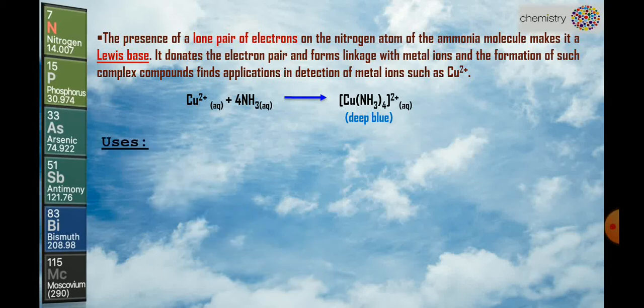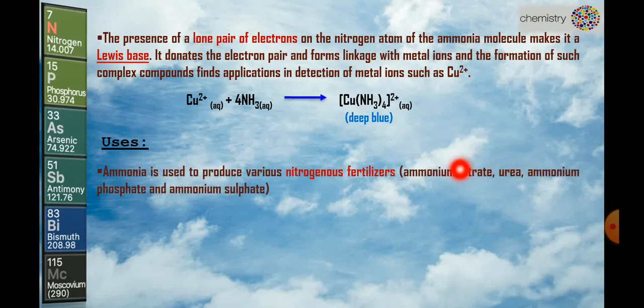In the last point, we'll see some uses of ammonia. Ammonia is a very important inorganic compound. It's used to produce various nitrogenous fertilizers. For example, ammonium nitrate fertilizer, urea fertilizer, ammonium phosphate fertilizer, ammonium sulfate fertilizer. These nitrogenous fertilizers are produced from ammonia. It can be called a very important use of ammonia.